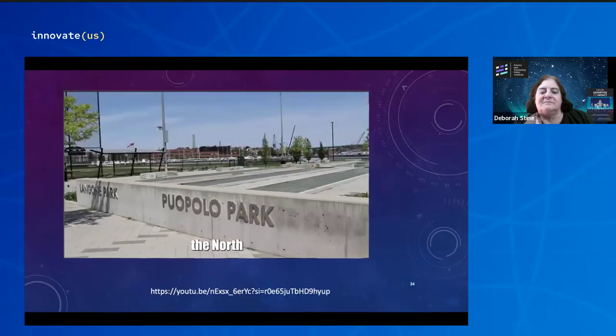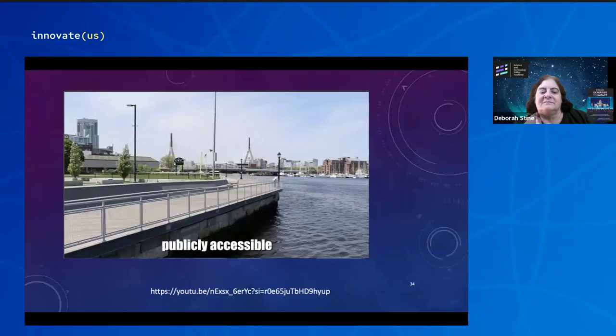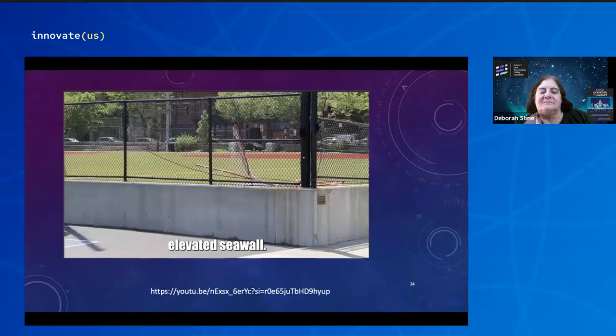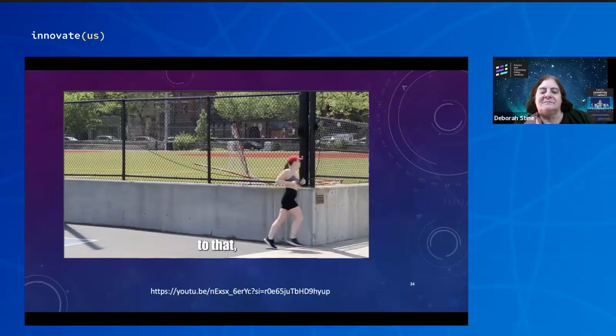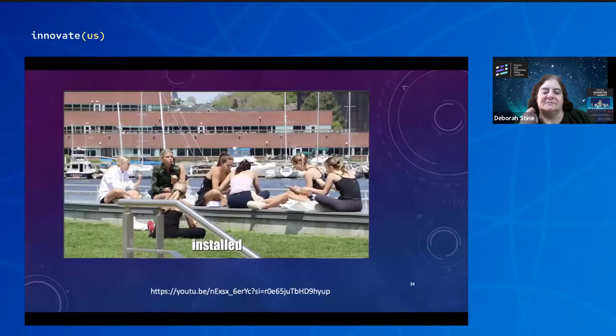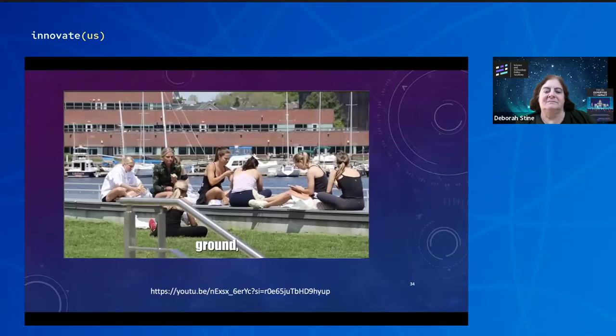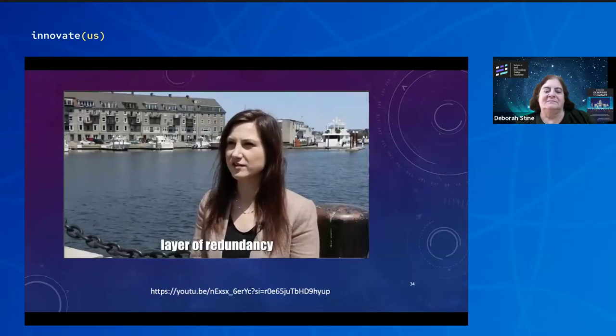So the park in the North End is really noteworthy because it elevated the existing seawall and placed publicly accessible walkways on top of that elevated seawall. And in addition to that, to integrate additional flood protection into the public realm, the project installed a series of benches that mask a seawall that is above ground, so that when it's flooding, that's an extra layer of redundancy to keep water out of the park. But during a sunny day, people are able to sit on that bench and look out at the harbor and have no idea that what they're sitting on is a coastal resilience project.